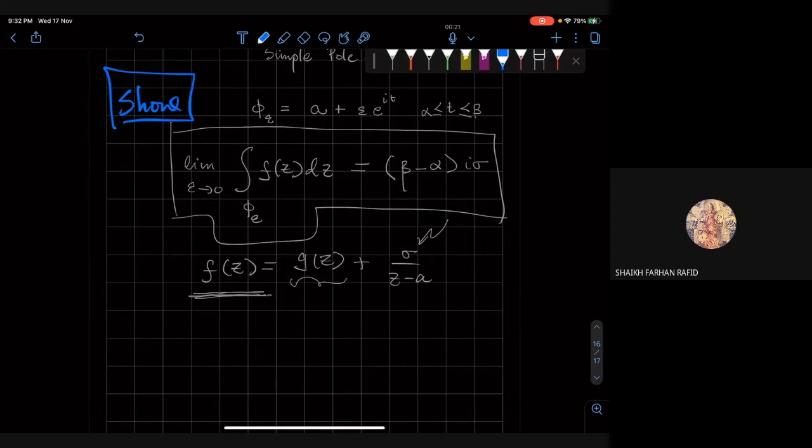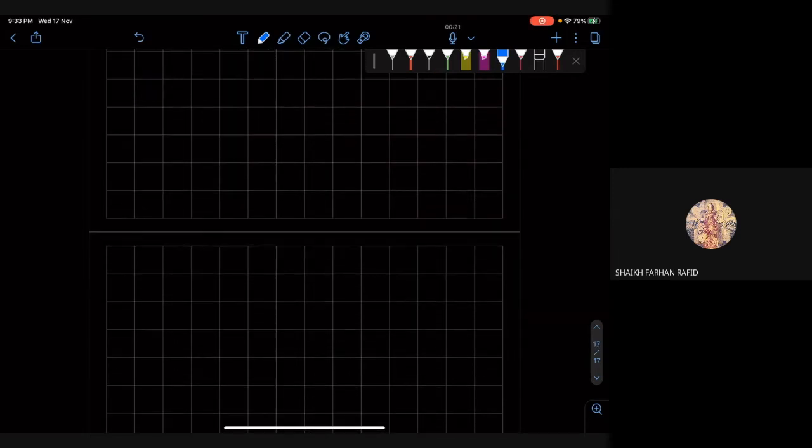Okay, so this is another theorem. I'm not sure if I want to. Yeah, let's see if we can do an integral. It's a little involved, but let's do an example of this.